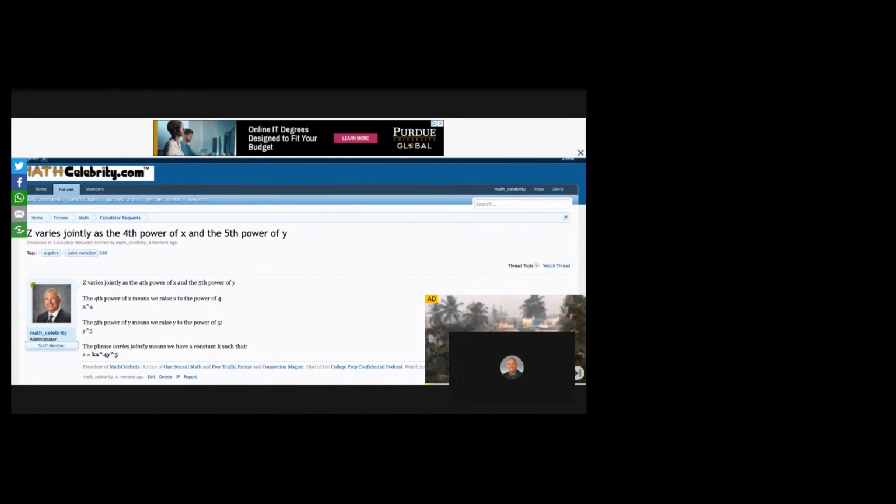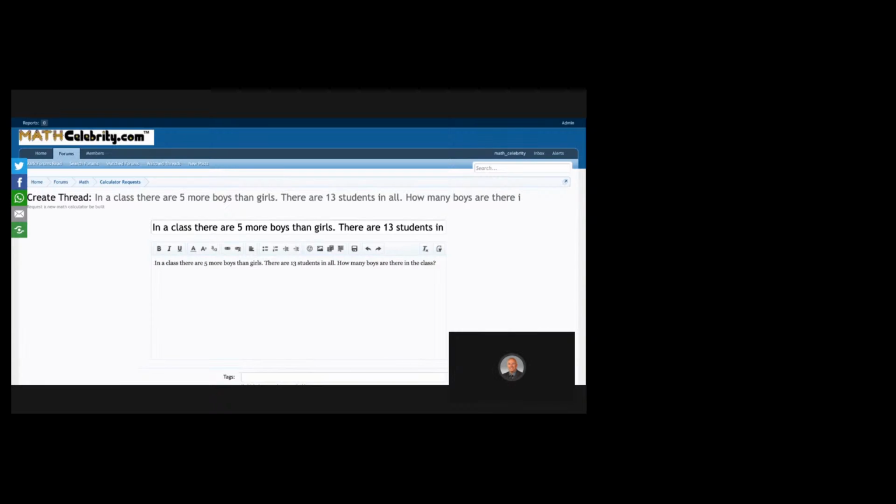All right, let's do this one because it's been sitting there for a day. In a class, there are 5 more boys than girls. There are 13 students in all. How many boys are there in the class? So we start by declaring variables for boys and girls. Let B be the number of boys. Let G be the number of girls. We're given 2 equations. We're told that there's 5 more boys than girls, which means G plus 5. So boys are equal to girls plus 5. That's what's given here. And the second thing we're told is there are 13 students in all, which means boys plus girls equals 13. There's boys and girls in the class. Add them together, we got 13 students.